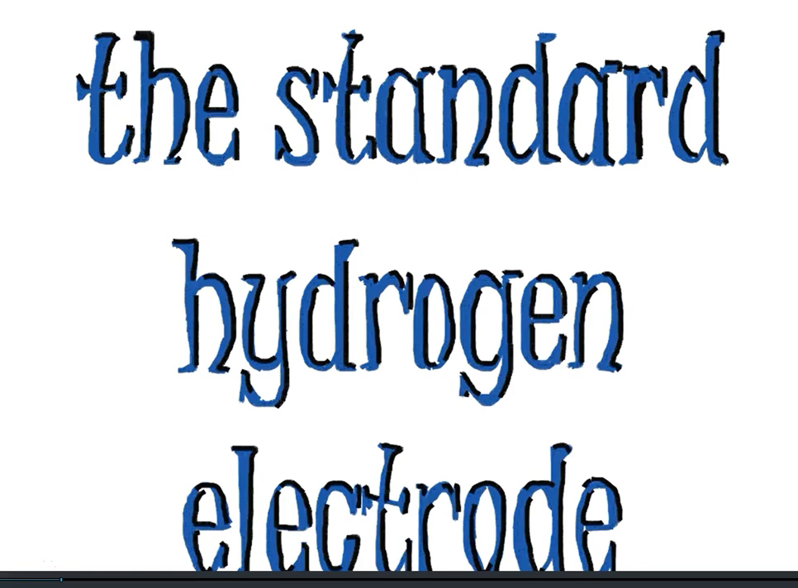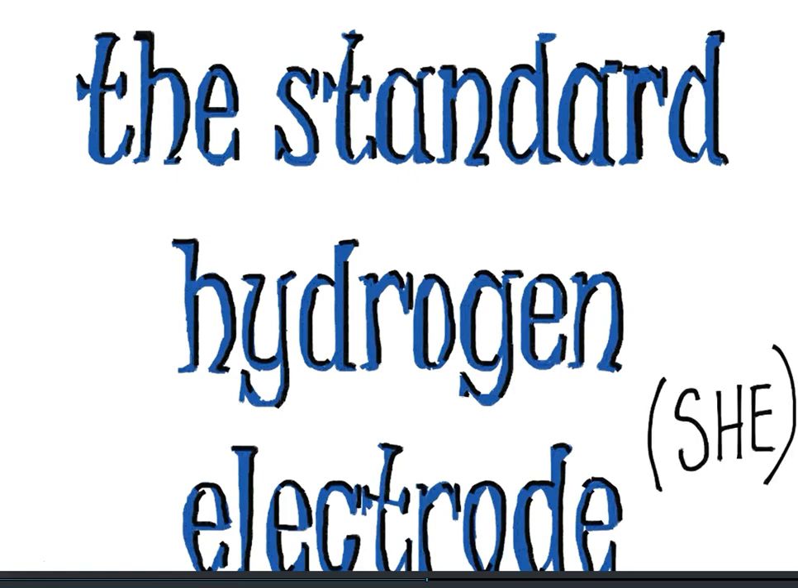Next, we're going to introduce the idea of the standard hydrogen electrode. We use the standard hydrogen electrode in order to measure reduction potentials of all the different reduction half reactions that occur. Now, sometimes the standard hydrogen electrode will be the cathode, and sometimes it'll be the anode. Hopefully, that'll make sense by the end of this discussion. The standard hydrogen electrode is abbreviated SHE.